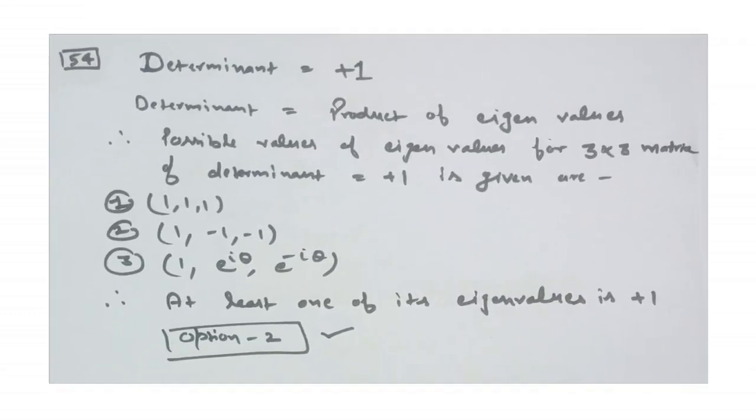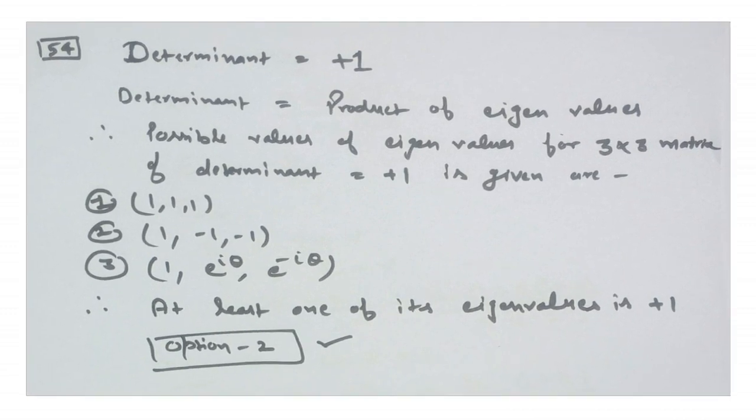Now here we have given that determinant is equal to plus 1. And one of the properties of matrix is, determinant is equal to product of the eigenvalues. So therefore possible values of eigenvalues for 3 into 3 matrix of determinant equal to plus 1 is given as, the first is 1, 1, 1, second is 1, minus 1, minus 1 and the third is 1, exponential iota theta, exponential minus iota theta. So from these values we can say that at least one of its eigenvalues must be 1. So that means option 2 is the right answer.